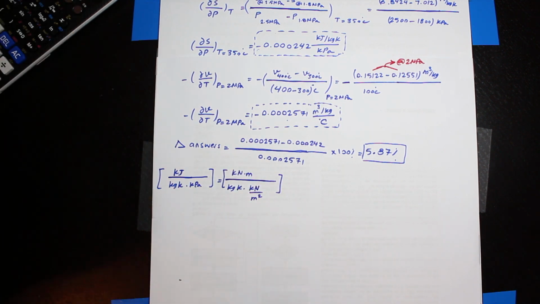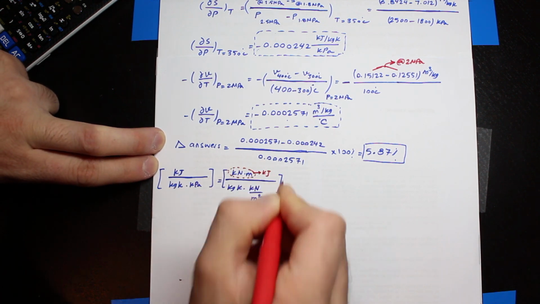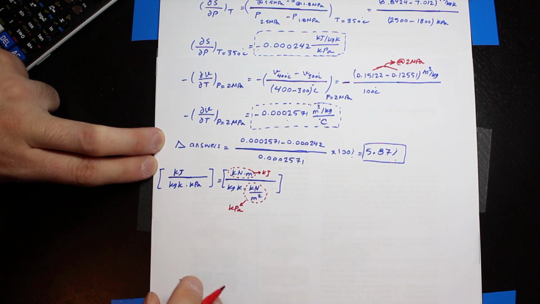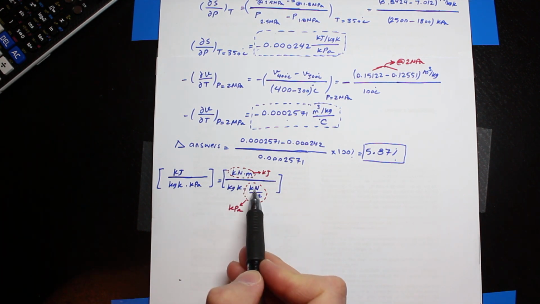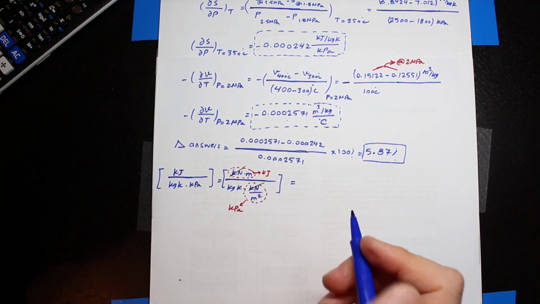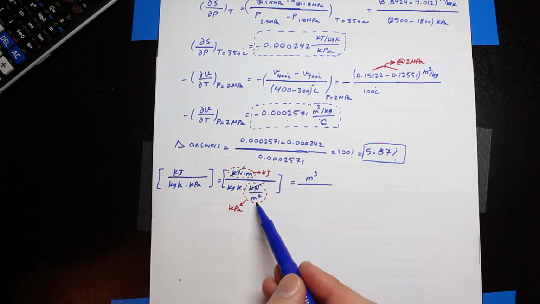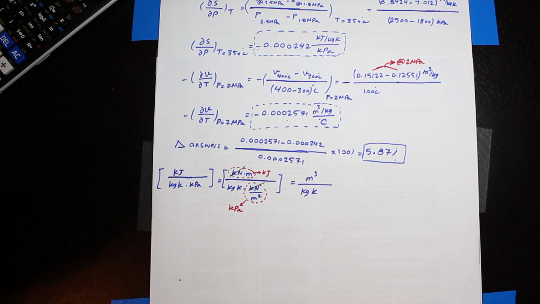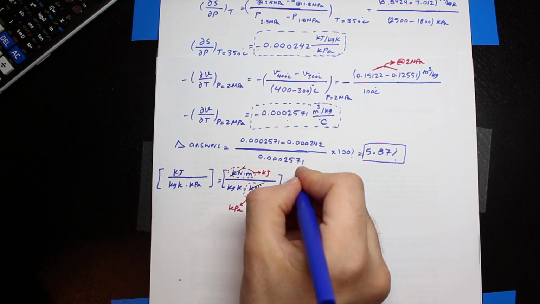So basically this is my kJ or kilojoule, and this is my kPa that I had before. If you notice, I have kilonewton in the numerator and a kilonewton in the denominator, so I can cancel these two, and I will end up with meter cube. I have 1 meter here and I have meter squared here, so that gives me meter cube per kilogram Kelvin. So this is what I have in fact here, and that's the unit.